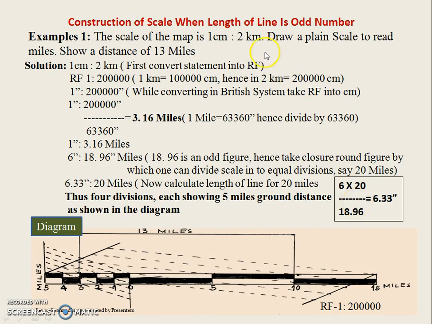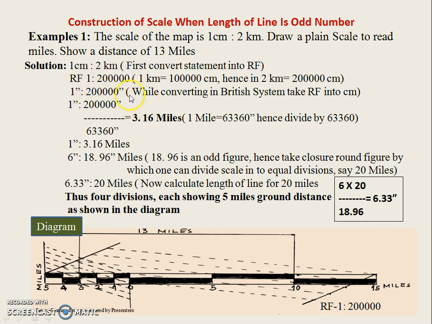Now we discuss example and construction of plane scales when the length of line is odd number. The given example is the scale of the map is 1 cm to 2 km. Draw a plane scale to read miles and show distance of 13 miles. In this example, scale is 1 cm to 2 km. Now convert it in RF. It will be 1:2 lakhs.